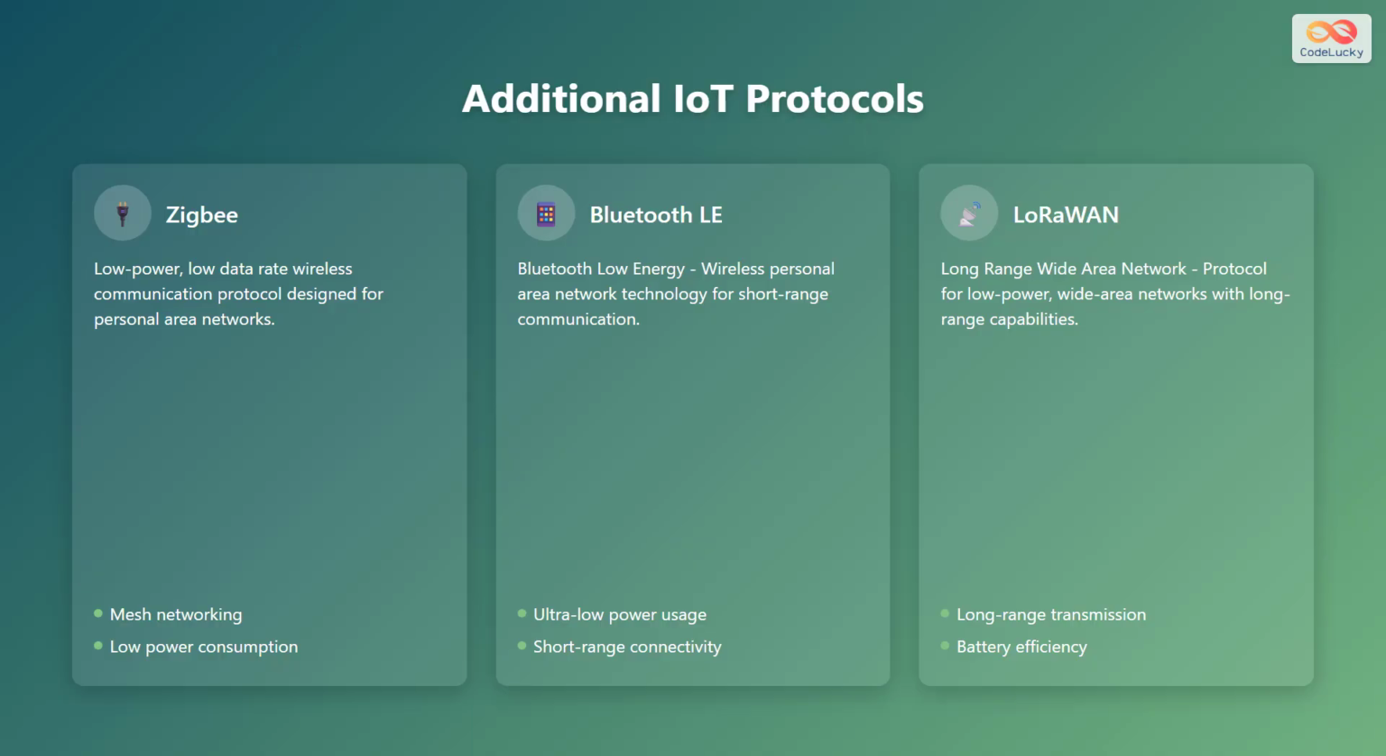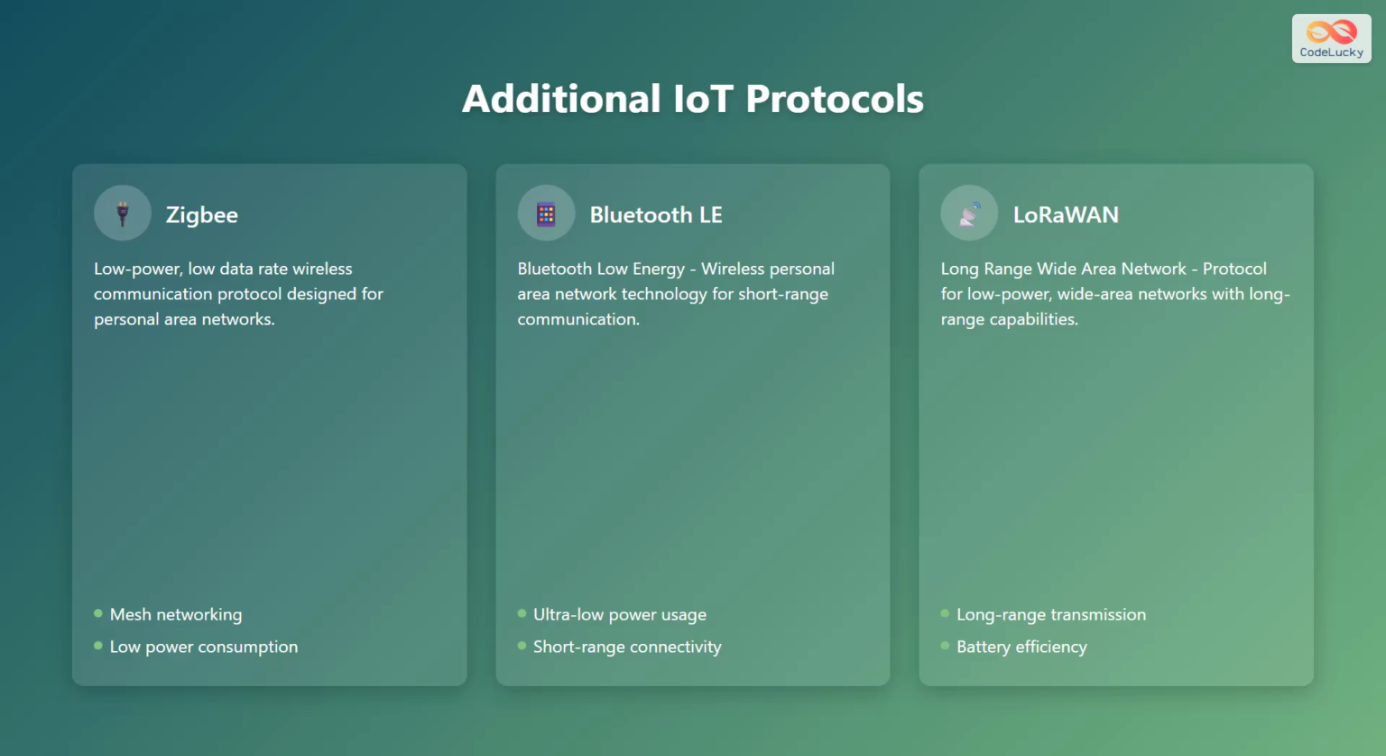Let's explore some additional protocols commonly used in Internet of Things networking. First, there's Zigbee. It is a low-power, low data rate wireless communication protocol. It is designed for personal area networks. Its key features include mesh networking capabilities and very low power consumption.